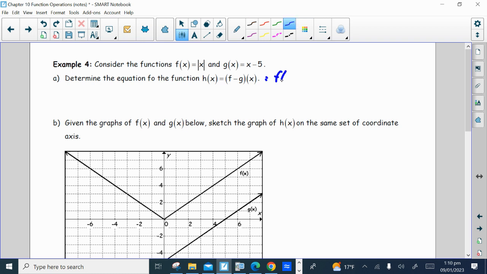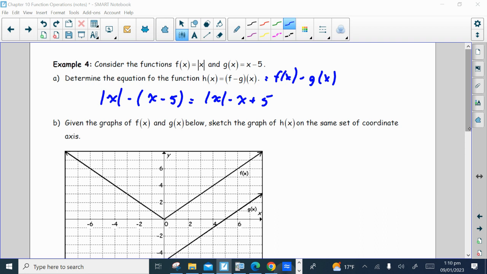So that would be f at x minus g at x. F at x is the absolute value of x. Now again, we have to subtract all of g. So I put g, which is x minus 5, in brackets. And then when you remove the brackets, it changes all those signs. The x becomes negative, the 5 becomes positive. So that would be the equation of h.